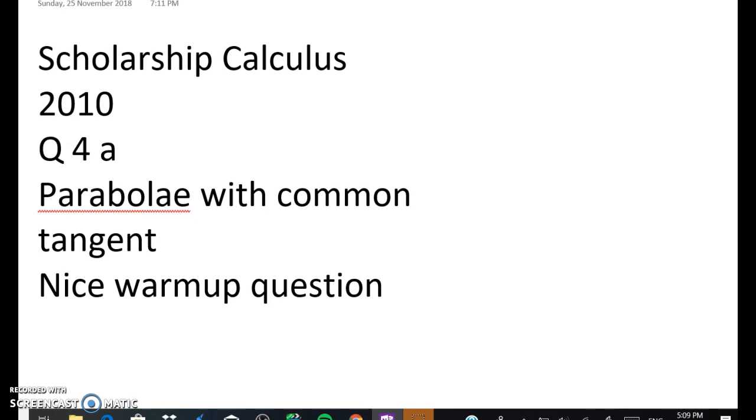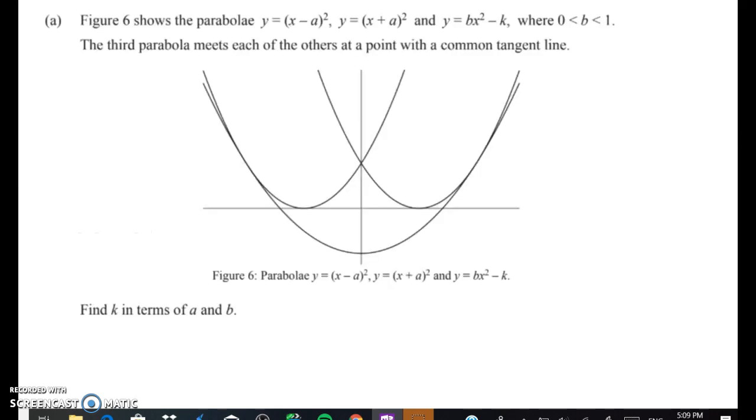This is a really nice question from the 2010 Scholarship Calculus paper, and it's one that you can do with just level 2 differentiation and a little bit of common sense. That's a good warm-up problem. The question goes like this. So as usual, make sure you pause the video here and have a really good go at it on your own before I go through it.